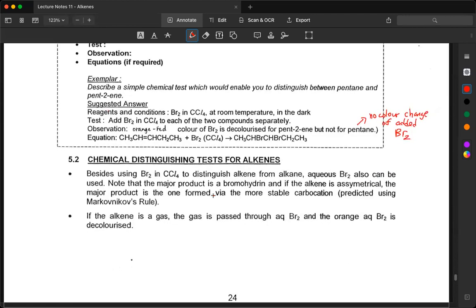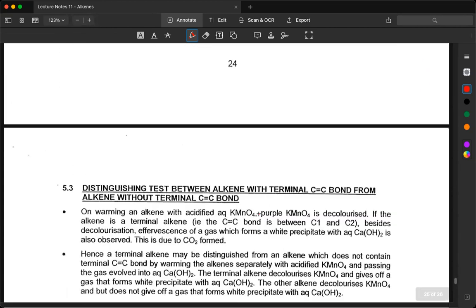Then for chemical distinguishing tests for alkenes, besides using bromine in CCl4, aqueous Br2 can also be used. Note that the major product is a bromohydrin, and if the alkene is asymmetrical, the major product is the one via the more stable carbocation. If the alkene is a gas, pass through the gas or bubble the gas into aqueous bromine, and the orange aqueous bromine will be decolorized.